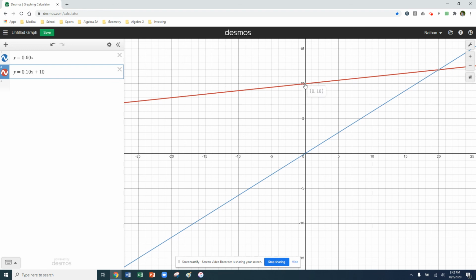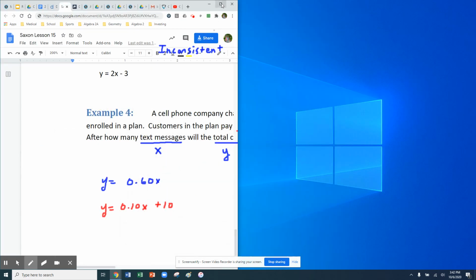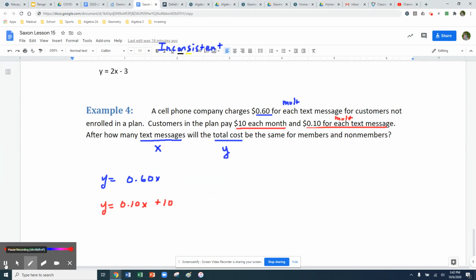So we can start to see here's our $10 at the beginning of the month, and 10 cents per text message goes to here. As I continue to use 60 cents per text message, it's also going to meet up right there. So we should have probably noticed that the two slopes were different, which is going to cause us to get an intersection at (20, 12). So going back to identifying our variables, x represents text messages. So at 20 texts, the total cost is going to be $12. And that's when the two companies are the same.